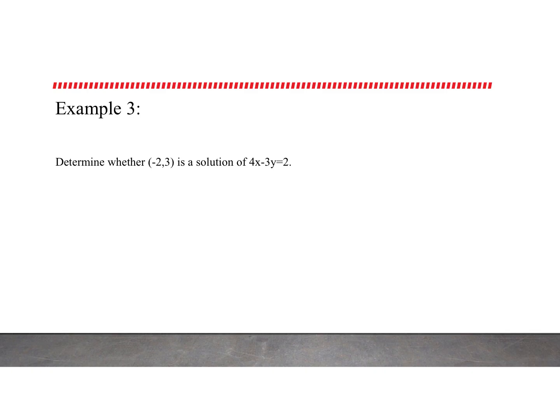Let's try example 3. Determine whether negative 2 comma 3 is a solution to the equation 4x minus 3y equals 2. So again, ordered pairs are always given as x comma y. So we're going to plug negative 2 in where the x goes, and we're going to plug the 3 where the y goes. 4 times negative 2 minus 3 times 3 equals 2.